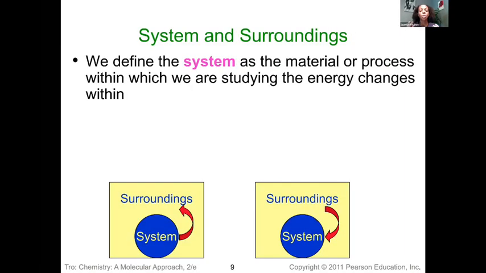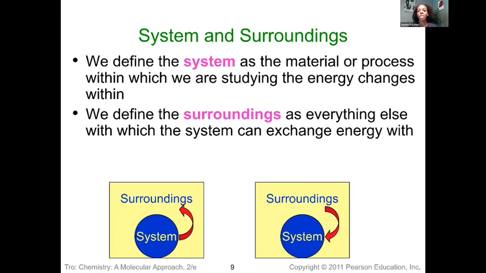So something that's really important in this chapter is understanding the direction in which energy is flowing. And so we're going to be talking about things in regards to something that's called the system, or the thing that we're studying, and then everything else that's around it, or what we call the surroundings. So as you can see in the diagram, energy can be flowing one of two ways. It can be flowing from the system out to the surroundings, or from the surroundings into the system, much like your bank account.